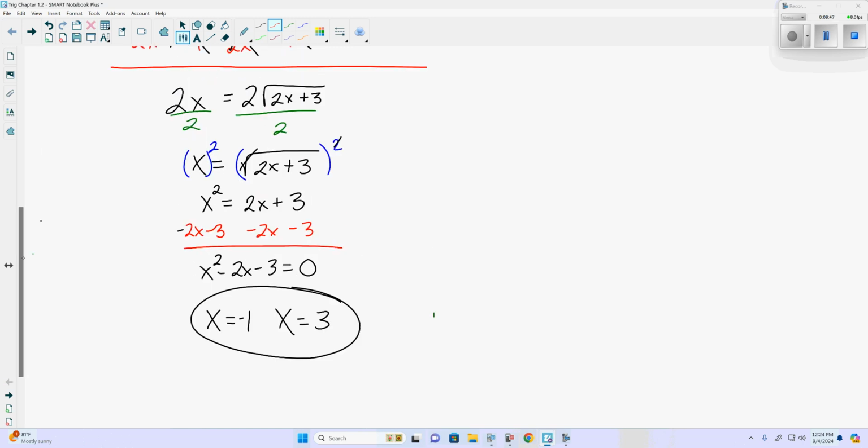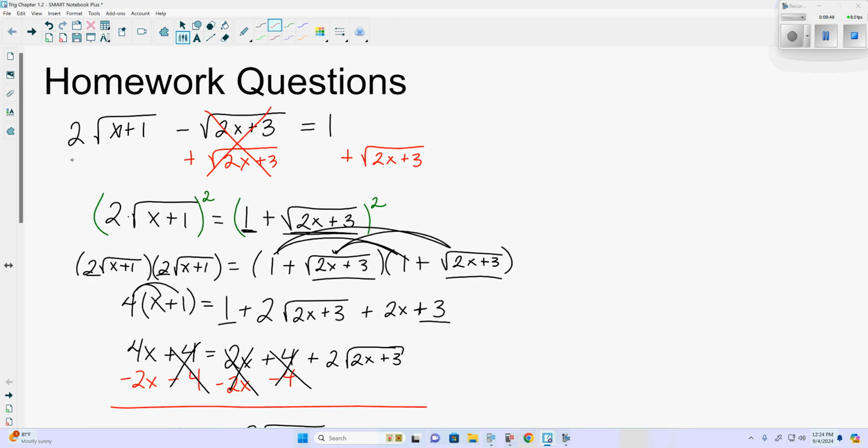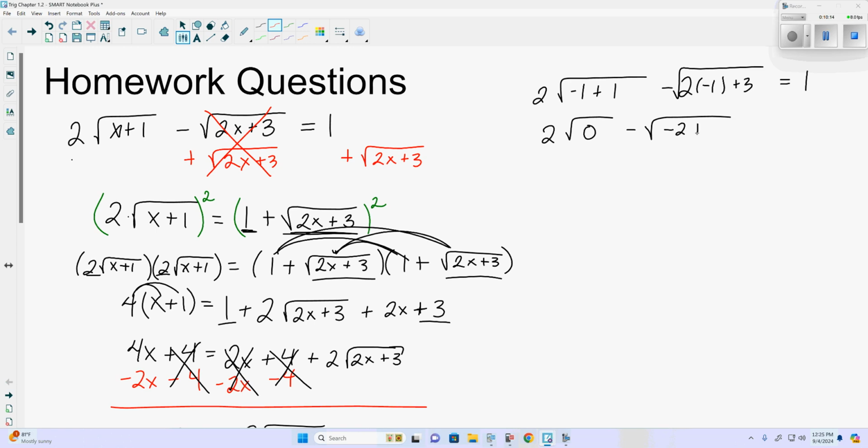And we can check it, negative 1 and 3. So to check, we would just plug it back into the top. So it'd be 2 square root of negative 1 plus 1 minus 2, or square root of 2 times negative 1 plus 3 is equal to 1. Our first radical would have negative 1 plus 1 is 0, minus 2 times negative 1 is negative 2 plus 3. Well, that whole thing is 0. Negative 2 plus 3 is 1, which would be negative 1 is equal to 1.